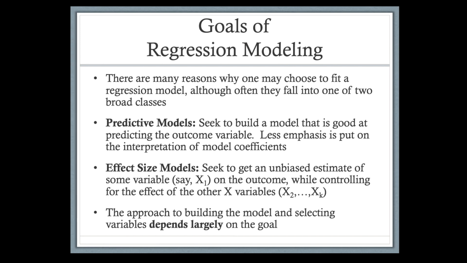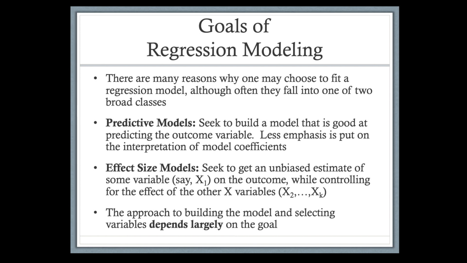An effect size model is where we want to estimate what effect does some variable x1 have on the outcome while controlling for other variables, which may be confounders or effect modifiers. So there, our goal would be to estimate what effect does x have on y. So in those example data sets, what effect does smoking have on someone's lung capacity? Does it lower it? And if so, by how much?